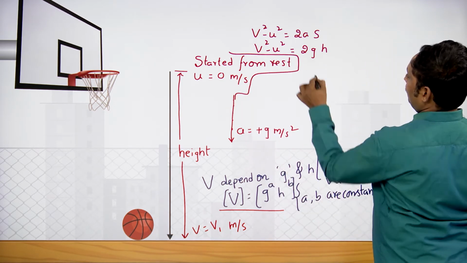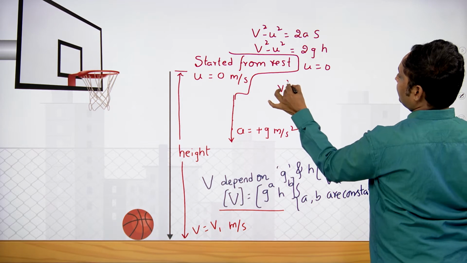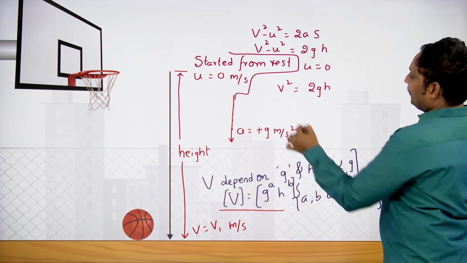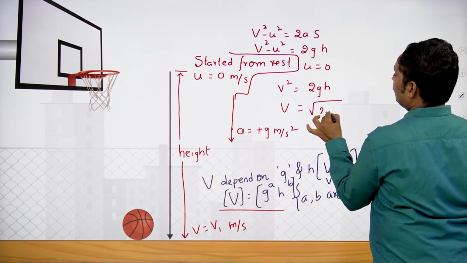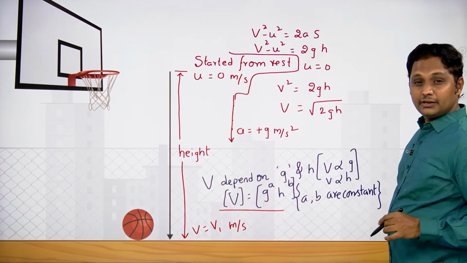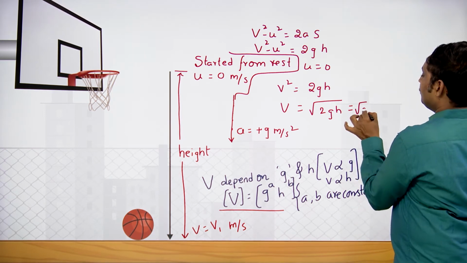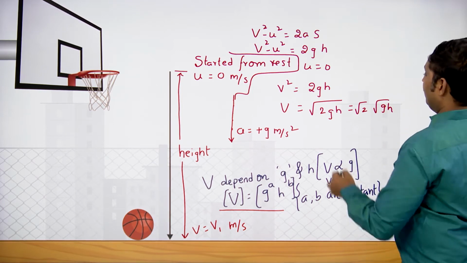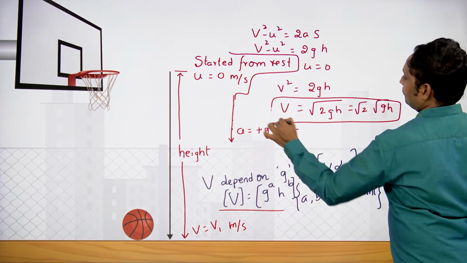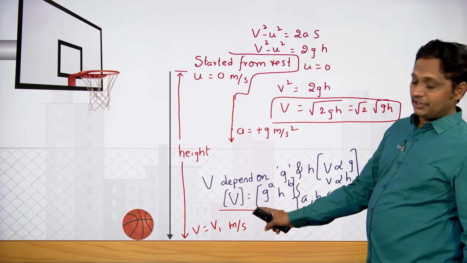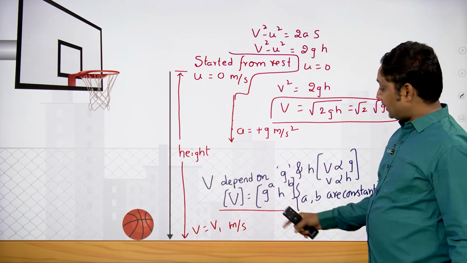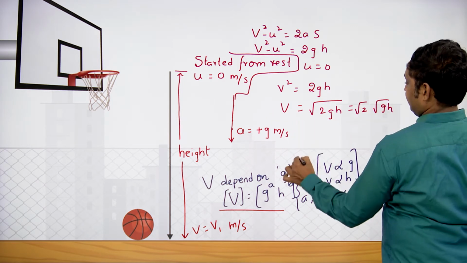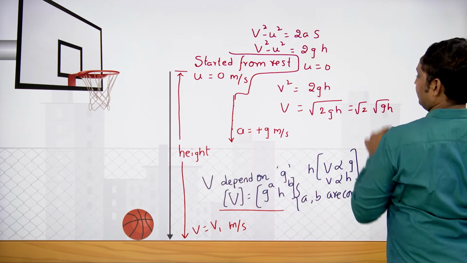Now u is equal to 0, so v square is equal to 2gh. Now v is equal to root 2gh. Now you can write root 2 into root gh. So finally, what we have taken dimensionally is going to be related with this one.